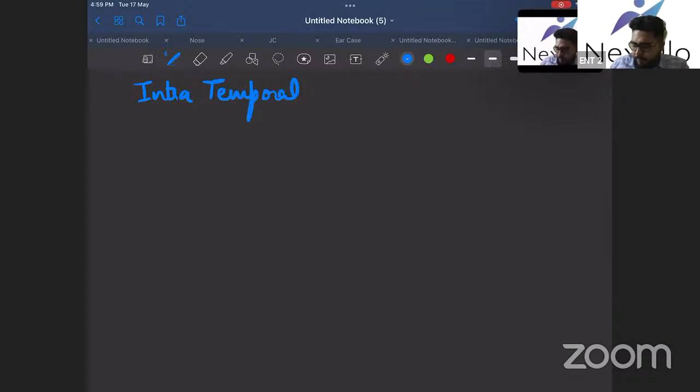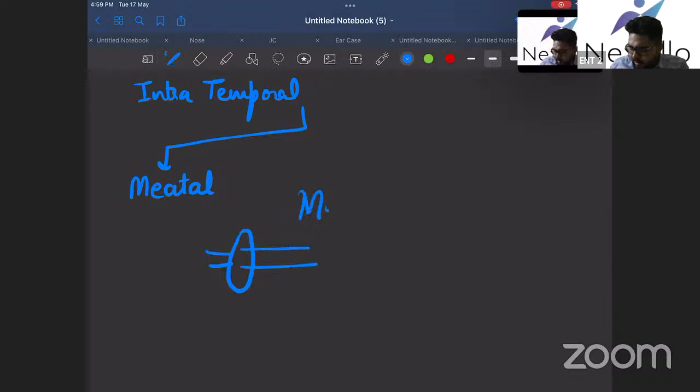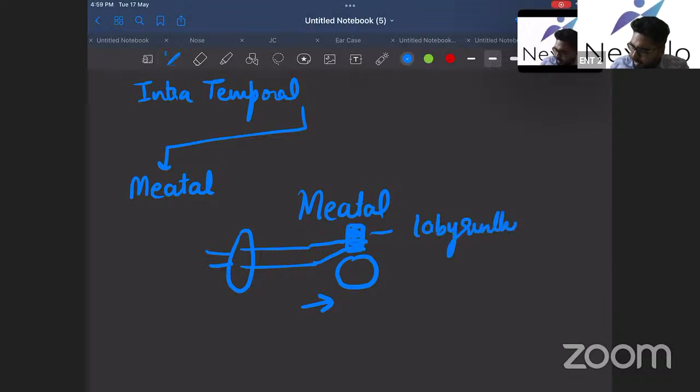Intratemporal part can be divided into meatal, because once the nerve has entered the meatus, it is known as the meatal part. Then just in front of the labyrinth, when it is crossing the labyrinth, this smaller narrow part we call as the labyrinthine part.